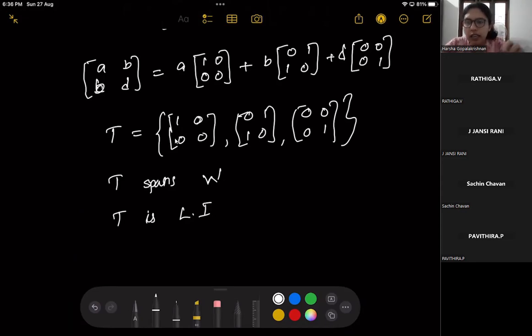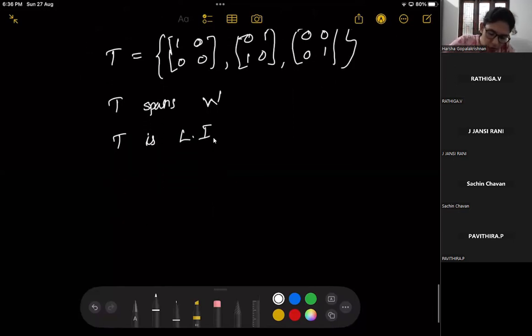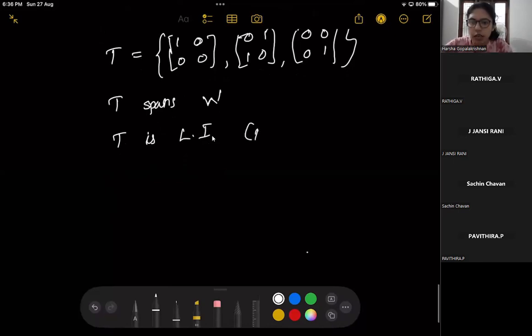If you have any doubt, as in the previous case, you can check C1 into the first matrix plus C2 into the second matrix plus C3 into the third matrix, equating that to the zero matrix. We can solve and get C1, C2, C3 equal to 0, so we can conclude it is linearly independent. If one of the Ci is not 0, then it will be linearly dependent. T is linearly independent here. So just prove it as an exercise.